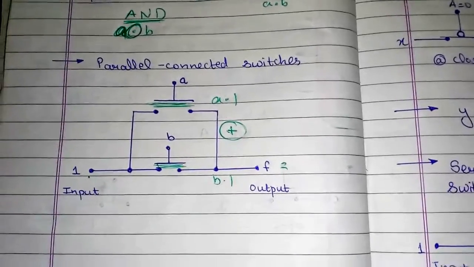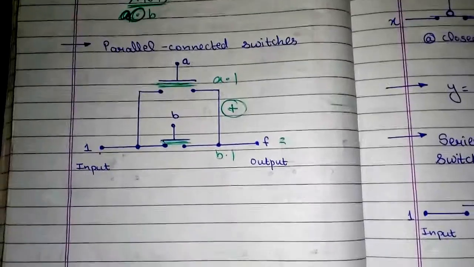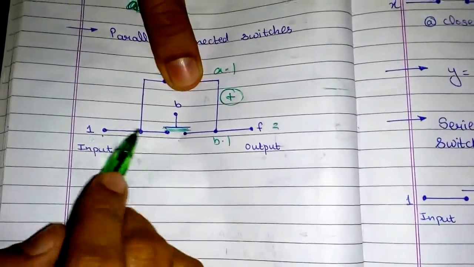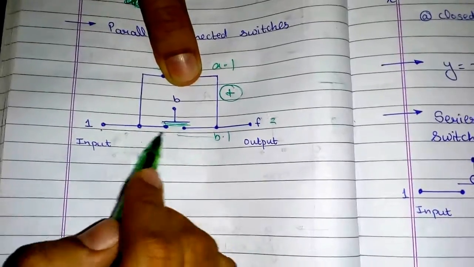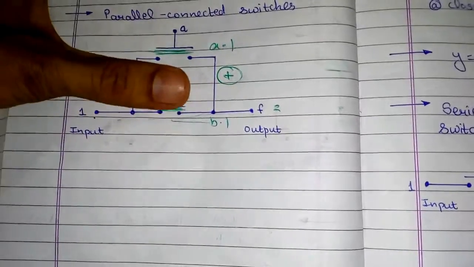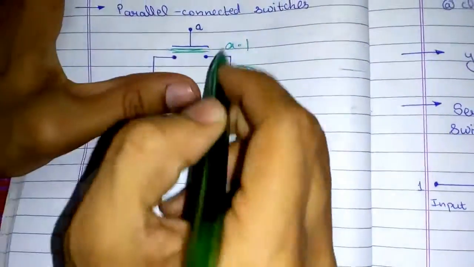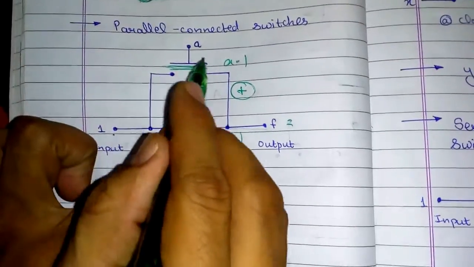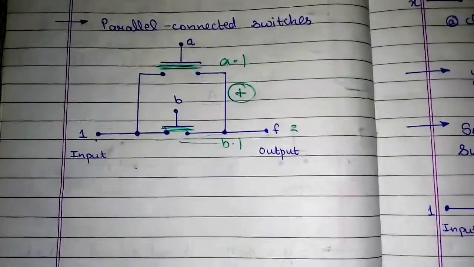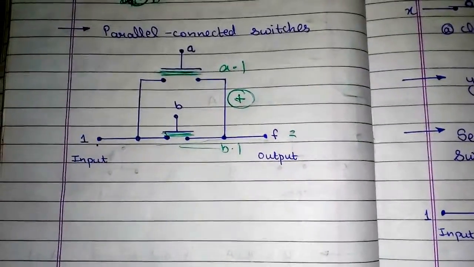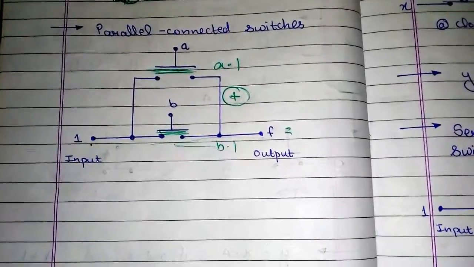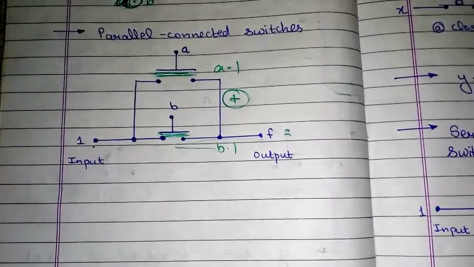Why addition? Why not multiplication as in the previous one? Because logically, if this switch is off but this switch is on, the current will flow from here and it will pass through this wire and it will reach the output. If this switch is open and this switch is closed, the current will move from here and reach the output. So basically, if any one of the switches is on, or I can say any one of the switches is closed, the input will travel all the way to the output.